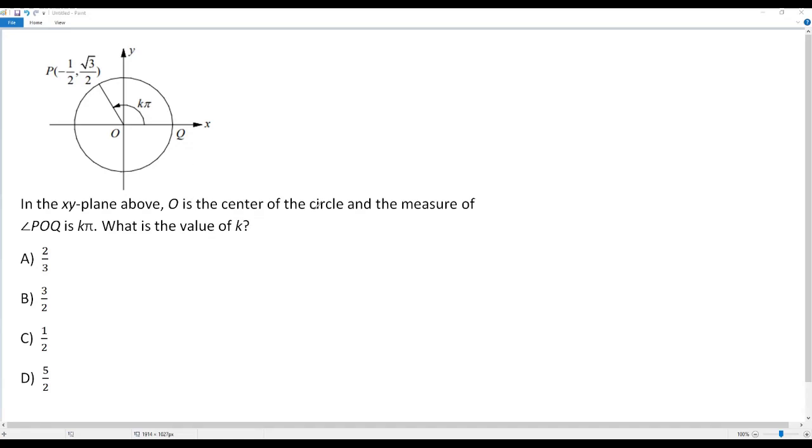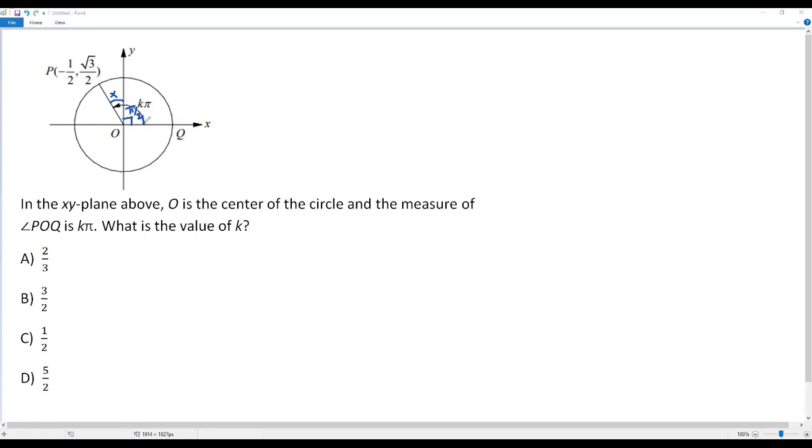In the xy plane above, O is the center of the circle and the measure of angle POQ is k pi. What is the value of k? In the given figure, let me consider the angle x radians over here, and always the angle between the x-axis and y-axis over here is a right angle, that is pi over 2 radians.